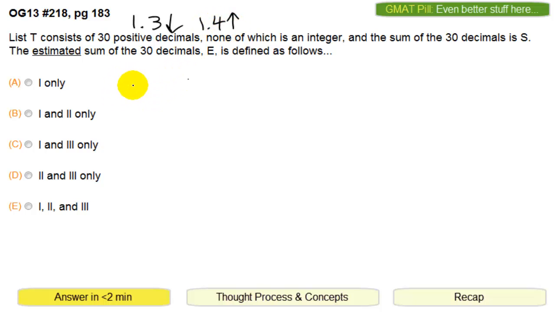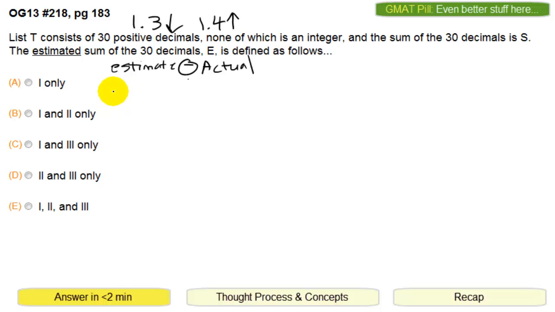So the question is asking us what are the possible values for e minus a? That's basically the estimate minus the actual. They gave us three different numbers, and our job is to figure out which of those three are possible values of the estimate minus the actual. To do that, we need to find the range of possible values and then see which of those three fit in that range.